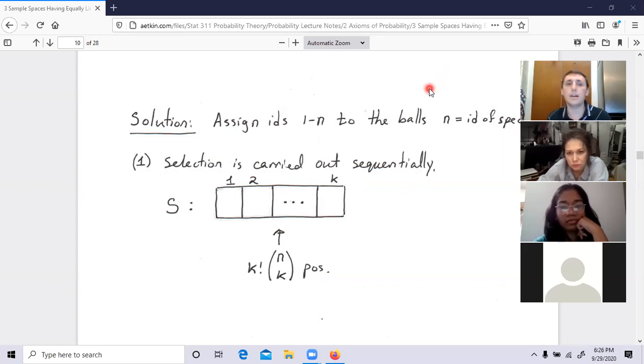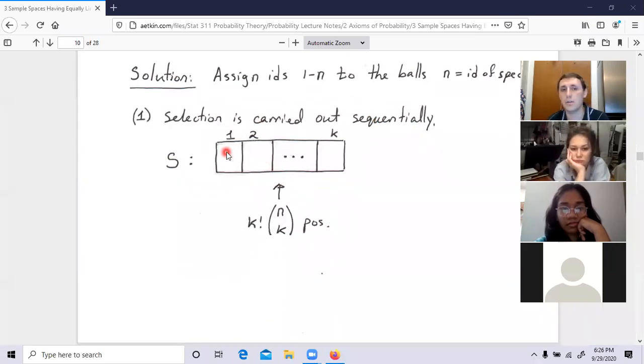Let's say I assume that selection was carried out sequentially. If selection was carried out sequentially, I can say which was the first ball picked, which was second, which was third, which was K. So that's the Kafka document for the sample space. And it's clear how many possibilities there are, right? You can have N times N minus 1 all the way times N minus K plus 1 possibilities, or simply N choose K times K factorial possibilities to fill this document, correct?